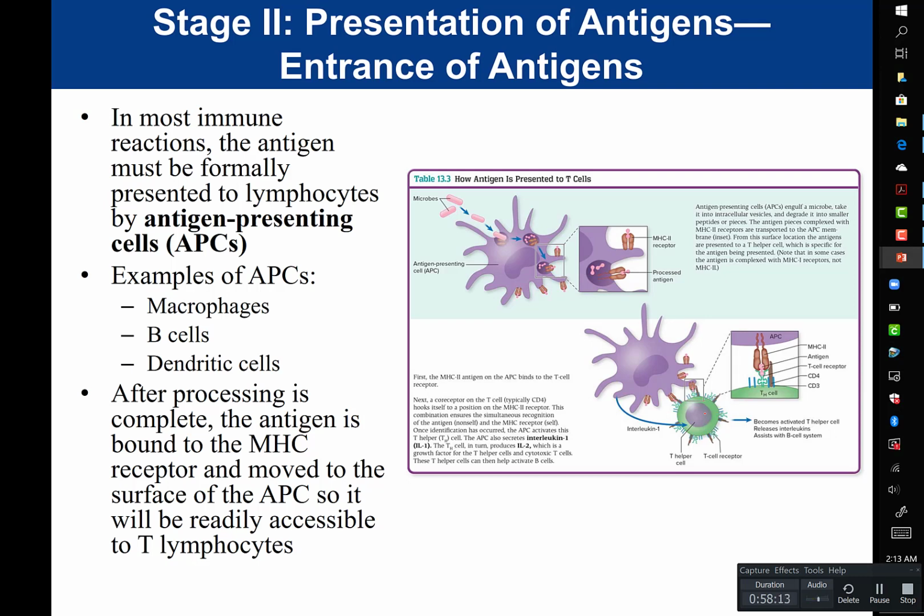And so the purpose of our antigen-presenting cell, though, is to take in the pathogen, break it down, and then present the antigen using MHC2 to help stimulate the T helper cell. Because again, the T helper cell is going to be the commander of the army. It's going to tell everybody else what to go do.